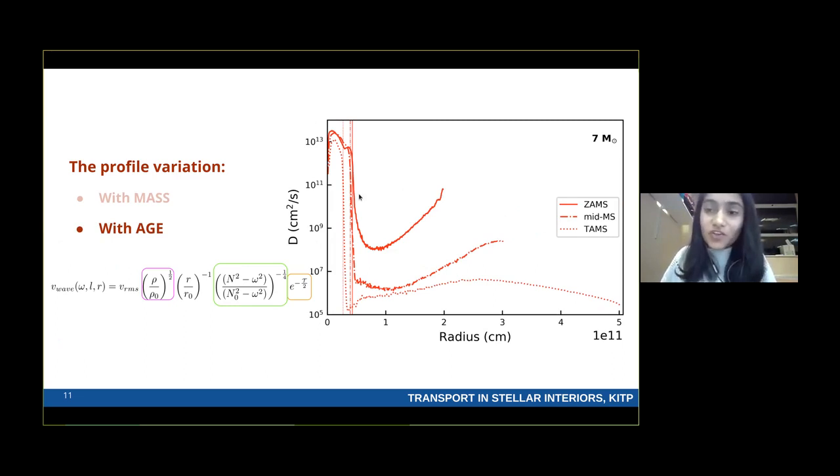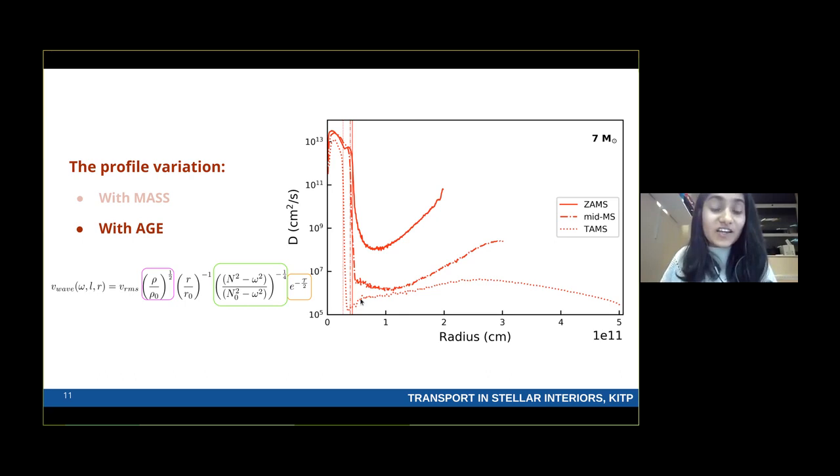So the plot here shows the radial diffusion profile for a 7 solar mass model, with the zero age main sequence (ZAMS) represented by the solid line, the mid main sequence by the dot-dashed line, and the terminal age main sequence (TAMS) given in dotted line. As you can see here, the profile varies significantly as we move from the ZAMS to the TAMS model.